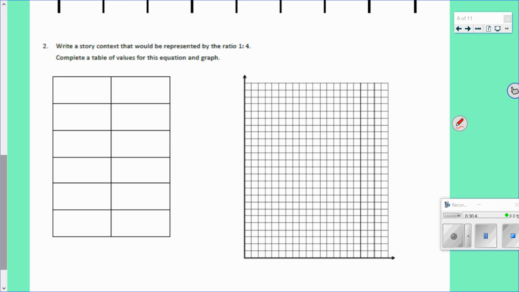One other piece on this, guys. Write a story context. So this one, they didn't give you a story. So you need to basically make a word problem that shows a ratio of 1 to 4. That word problem is going to give you your title and your labels. So everybody's will be different. That's page 60.